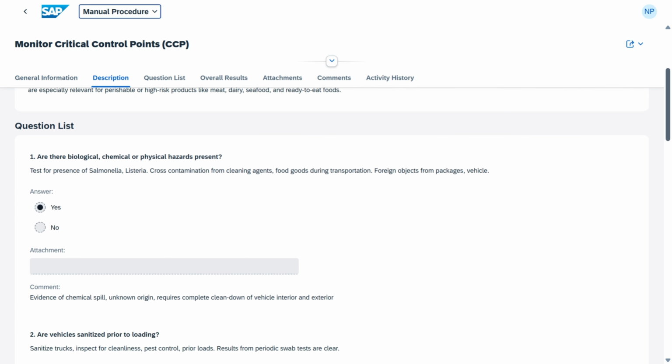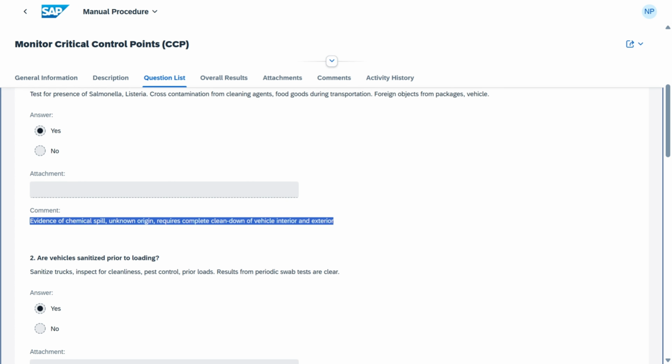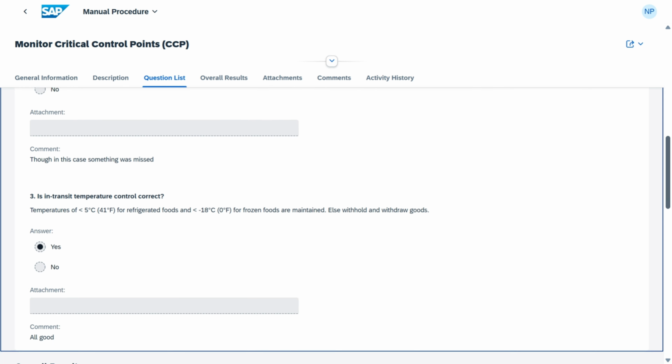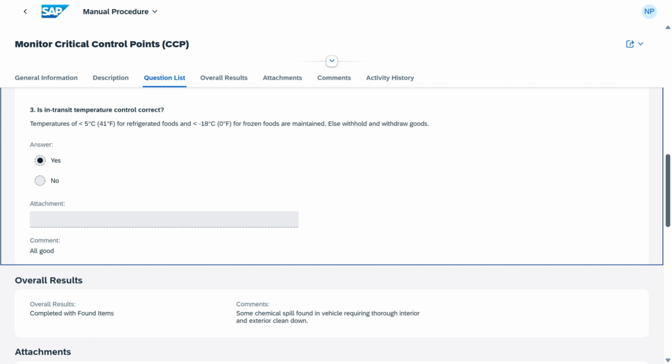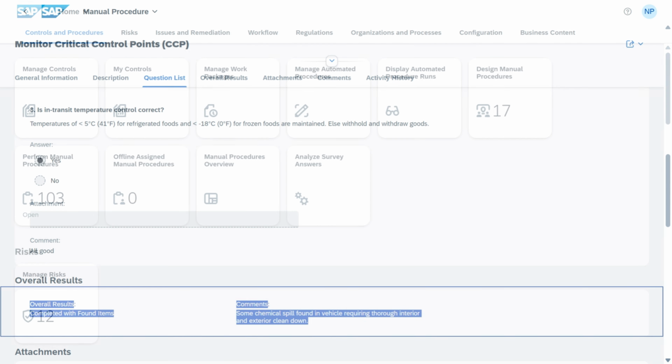We can see from the first step test that some sort of chemical spill was observed, of unknown origin, which could potentially make the food unsafe. A thorough clean down of the vehicle is required. This is also the overall conclusion for the manual procedure test, which led to the finding being raised in RAM for that control. The finding can be further dealt with in RAM's issue and remediation service.